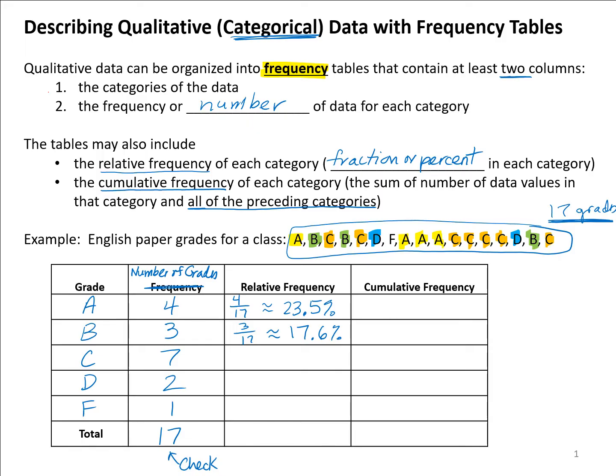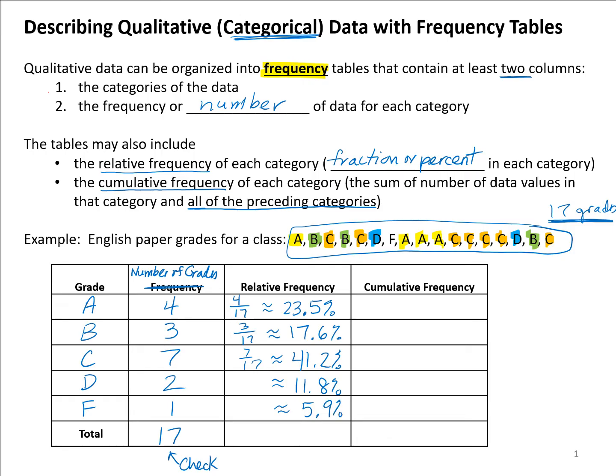So if we continue this, we have 7 C's, we'd go 7 divided by 17. That's approximately 41.2%, and we could keep going. D's, 2 divided by 17 gives us approximately 11.8%. There's one F, 1 divided by 17 gives us approximately 5.9%.